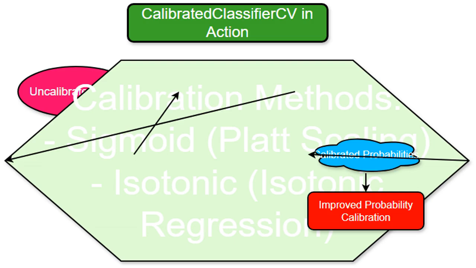CalibratedClassifierCV offers different methods to improve the probabilities. Two common methods are sigmoid, which uses a sigmoid function to map the SVM's scores to probabilities, and isotonic, which creates a more complex calibration curve. I choose the method best suited to the problem I'm facing.